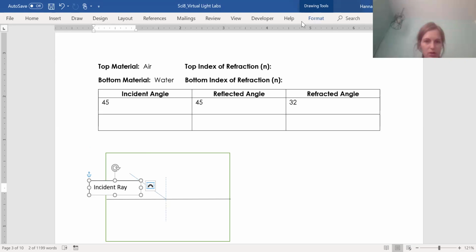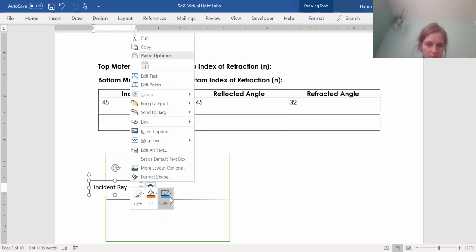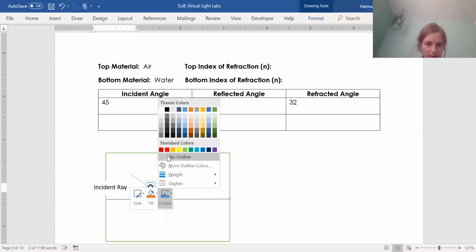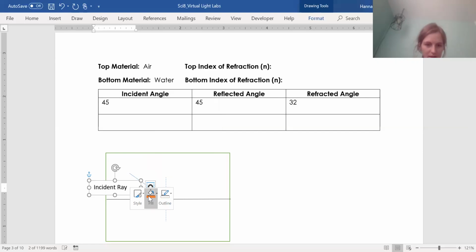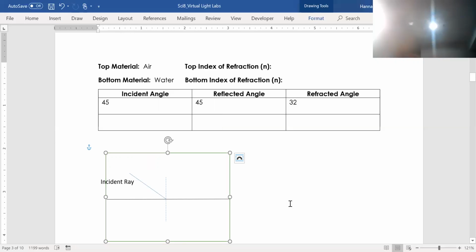Go up to the drawing tools with the format, and you can make it so it has no outline, and then it won't mess with covering up things. You can move it right up there. Does that help, Chris? I guess.